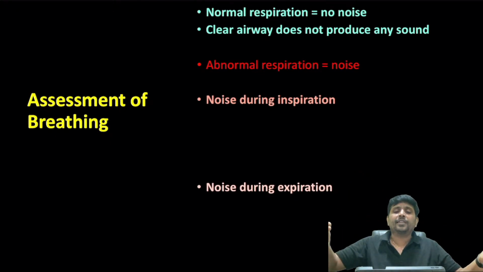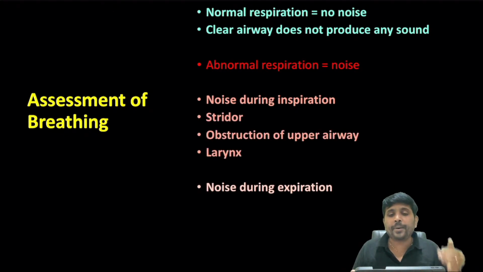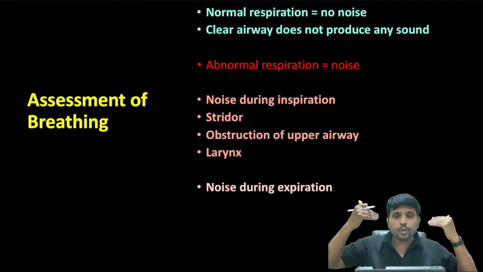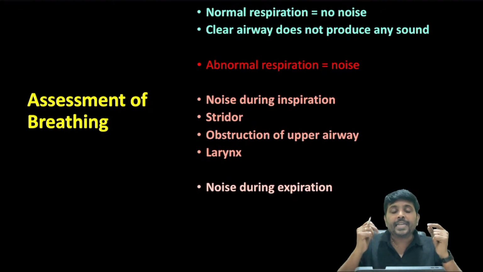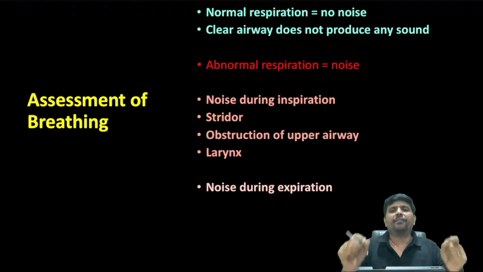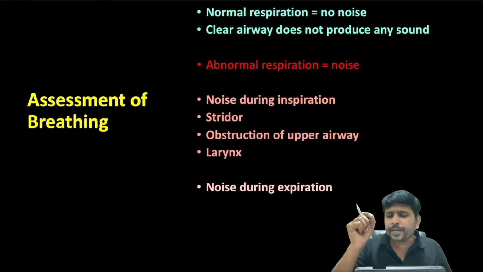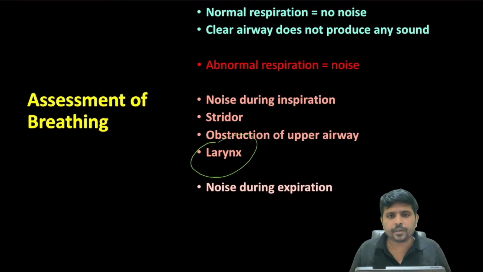How do I know whether the sounds are produced from the upper airway or the lower airway? Remember, the upper airway, particularly from nose to larynx, particularly glottis, mainly manifests in the form of stridor. What do you mean by stridor? This is called stridor. Whenever you have inspiratory noise, particularly stridor, it indicates that there is an upper airway obstruction, particularly at the level of the larynx.